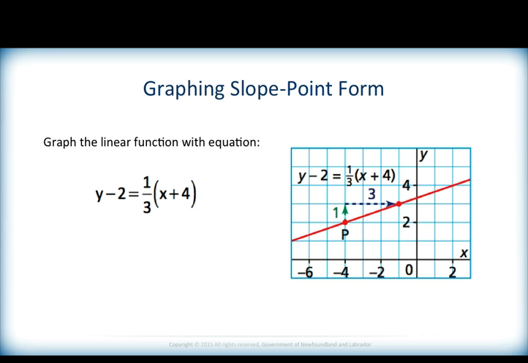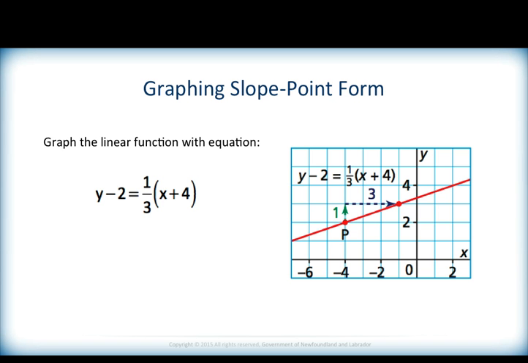Graphing slope point form is very similar to graphing slope-intercept form. Instead of having to find the y-intercept, we are going to plot the point that is given, which in this case we will take the opposite value of the x plus 4 and y subtract 2, which will give us a point of (-4, 2). So you will plot that point first. Always start off with the coordinate point in the slope point form.